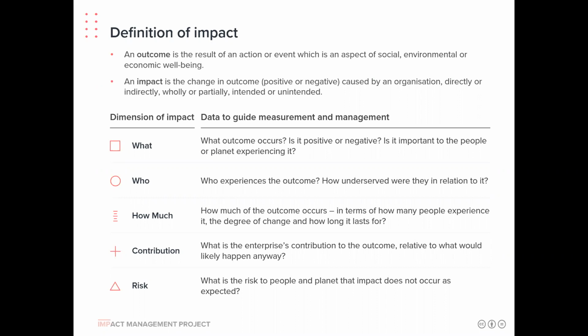And then an impact would be the change in that outcome caused by an organization. And that caused by an organization is what allows you to look at the counterfactual. And then the important caveat was that change is direct or indirect, whole or partial, intended or unintended. That's just the clarity to prevent people thinking that your impact is only what you intend, for example. Now, there was, I think, an incredibly valuable conversation with some of the organizations.